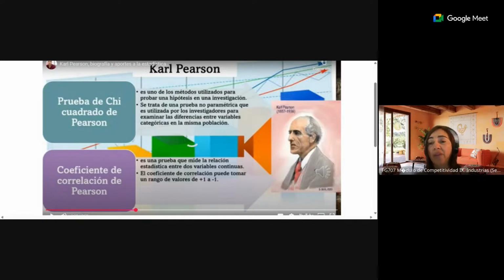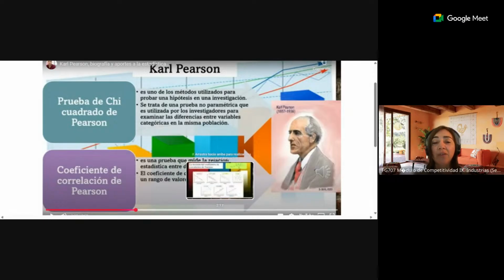The Pearson square is also called the Chi-Pearson square, and this is just a method to prove some hypothesis in an investigation. Also, we measure the parametric information of some ingredients to examine different variables in the same population. Also, we have the Pearson correlation coefficient. This is also a test that measures several numbers in statistics, and you can take that from the range from +1 to -1. So he was Karl Pearson.